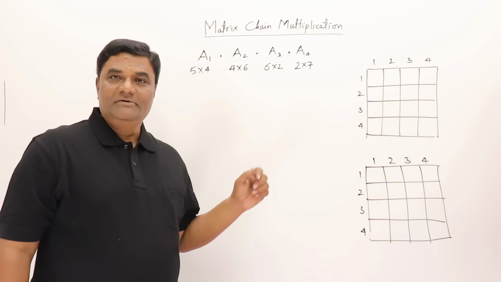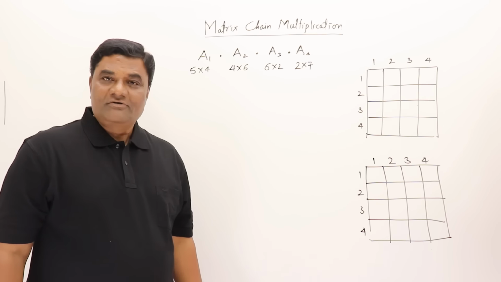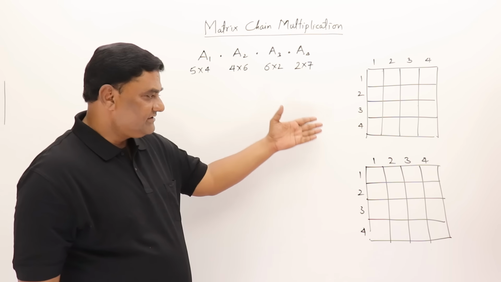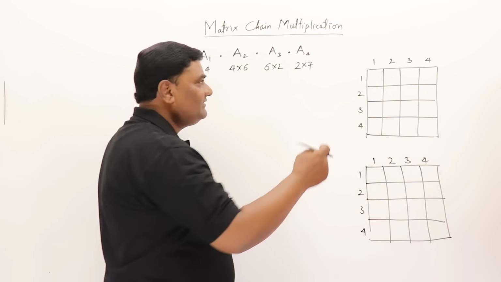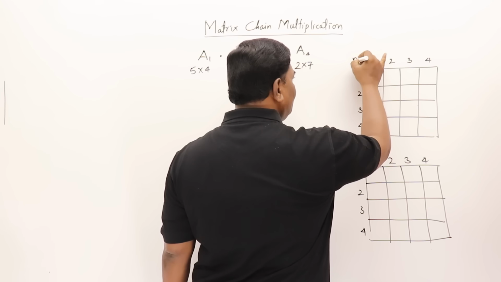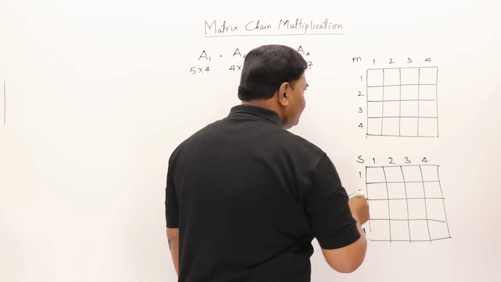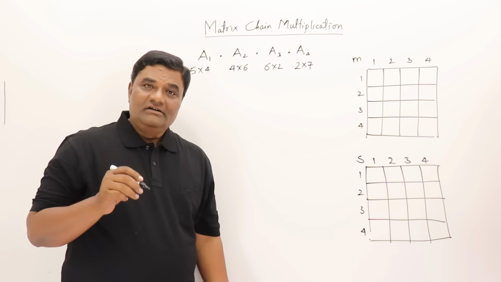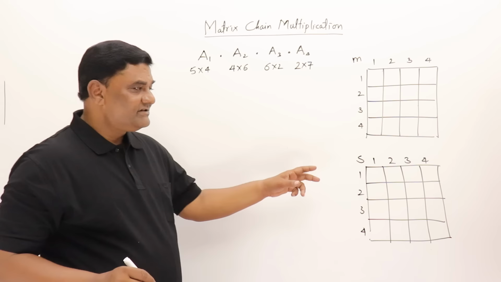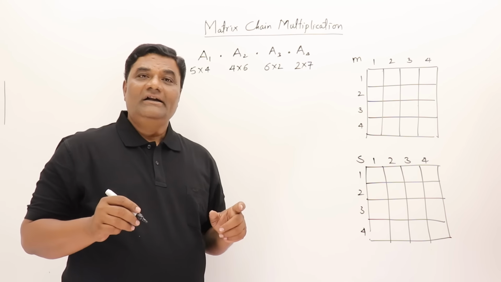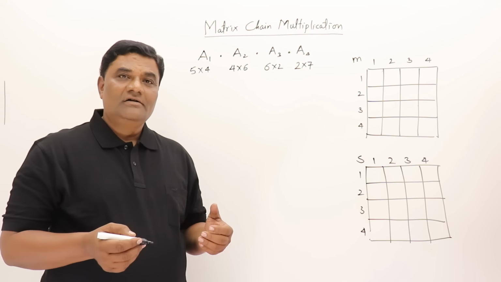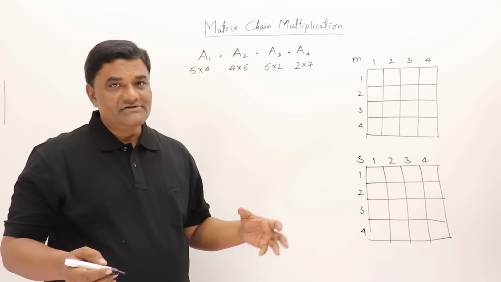Let us solve this problem using dynamic programming. As dynamic programming uses the tabulation method, these are the tables I have. I will call this one M and this one S. Any name you can give; M is the name I have taken. Now we will fill up this table, and in the tabulation method we follow a bottom up approach. We should take the smaller values and fill the table first.